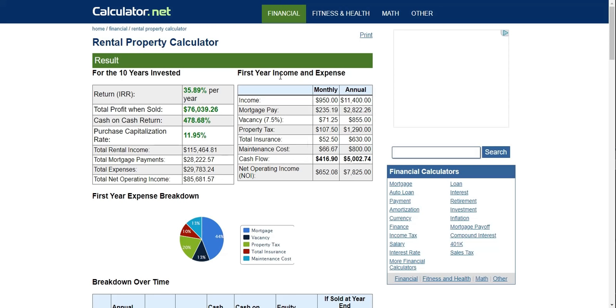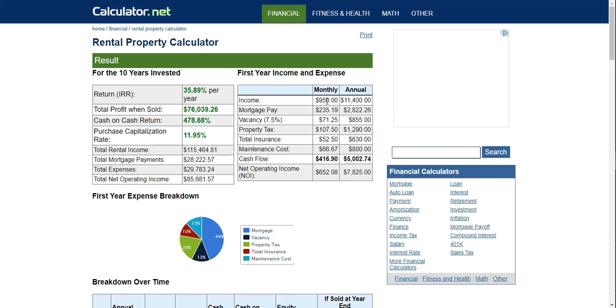So let's look at the first year income and expense breakdown over here. And the numbers that jump out at you immediately, and this is what you should be looking at, is the cash flow. First of all, you want to make sure that this number is a positive number and that it is a sufficient number for what you're looking for in a property. Now this particular property has a positive cash flow on a monthly basis of $416 and on an annual basis of about $5,000. Now that may not sound like much, but for an initial investment in such a small property as this is pretty good numbers. It's not bad at all.